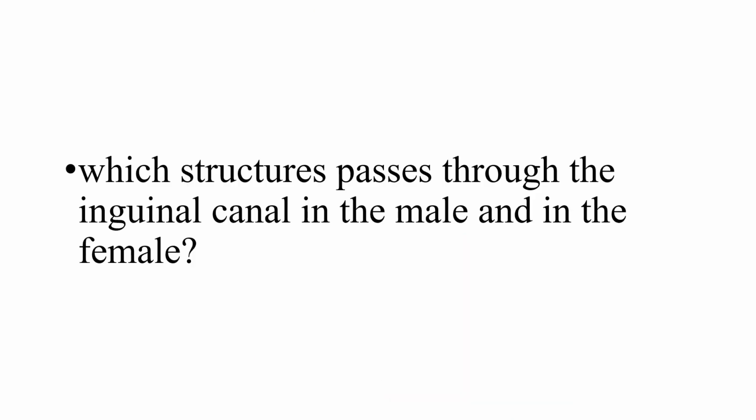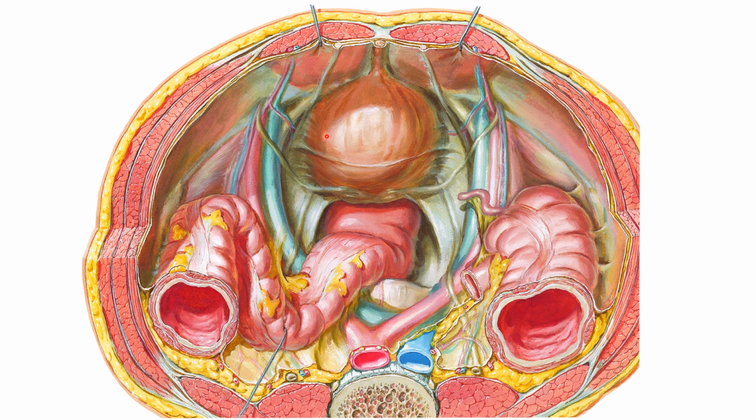The next question is, which structures pass through the inguinal canal in the male and in the female? Let us see that. Now we have seen the structures passing through the inguinal canal in the male. This is the male specimen. We have taken a transverse section and are trying to observe that. This is the urinary bladder, and lateral to that we can identify these structures which are passing through the inguinal canal, the spermatic cord. The spermatic cord consists of the testicular artery, and the pampiniform plexus of veins can be seen, and also we can identify the ilioinguinal nerve, which also passes through the inguinal canal in the case of males.